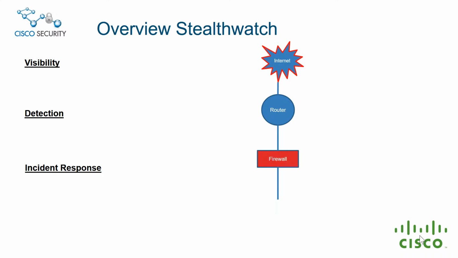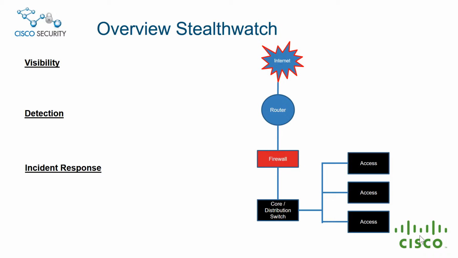So when we look at the typical environment, right, we're going to keep this fairly simple. We've got the internet, we've got routers, we've got firewalls, right? You've got core and distribution layers, and then you have your access layer. And then as you move along, you'll have assets hanging off of that, right? And all of that is great.